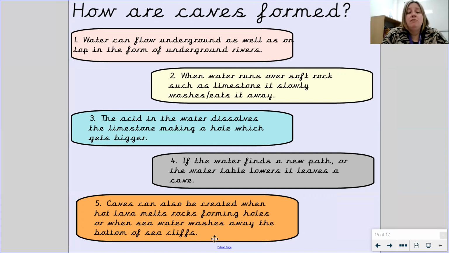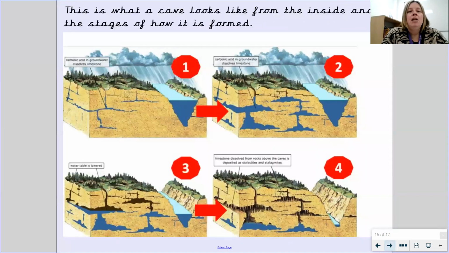Number five, caves can also be created when hot lava melts rocks, forming holes, or when seawater washes away the bottom of sea cliffs. Your task today. This is what a cave looks like from the inside and the stages of how it's formed. So this shows the steps that we have just spoken about to show how caves are formed.